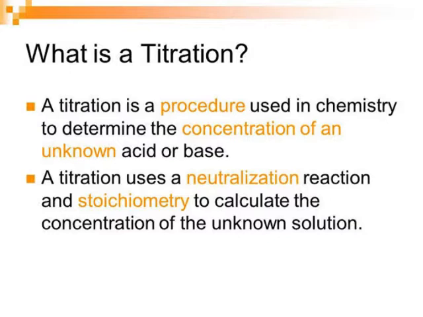What is a titration? A titration is a procedure used in chemistry to determine the concentration of an unknown acid or base. A titration also uses a neutralization reaction in stoichiometry to calculate the concentration of the unknown solution.